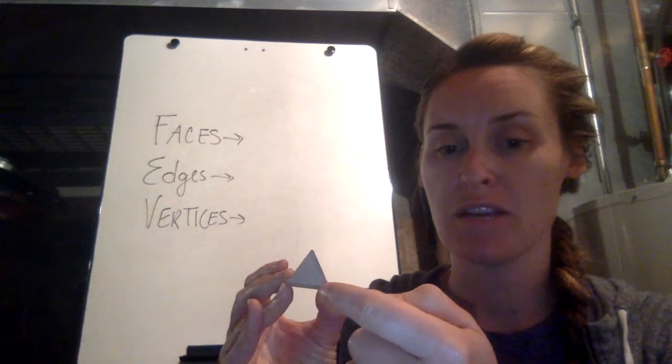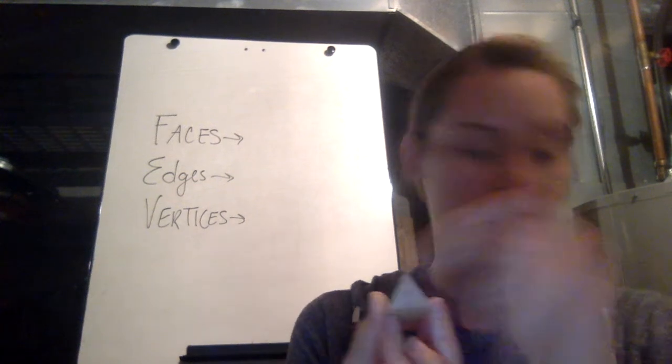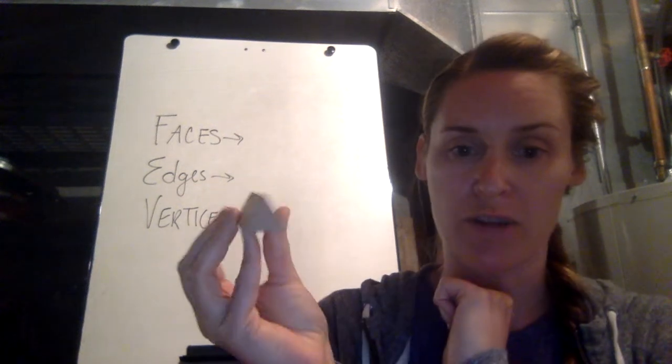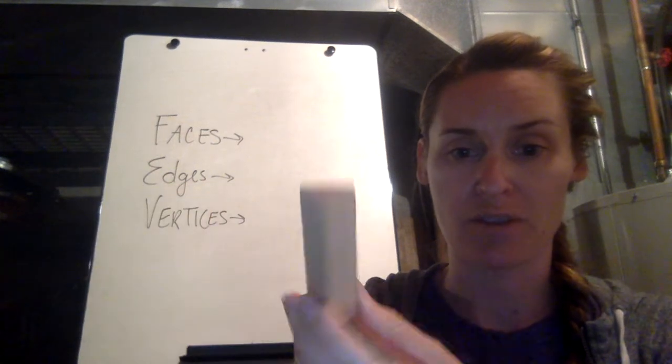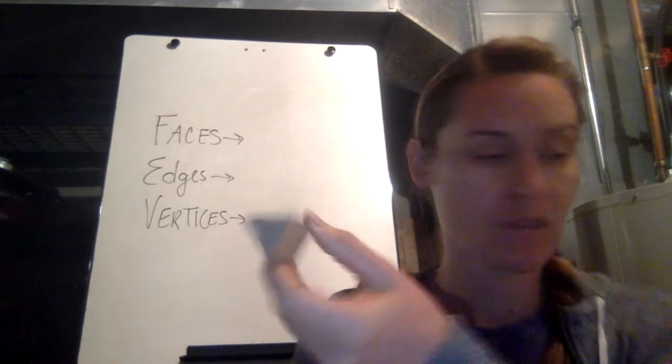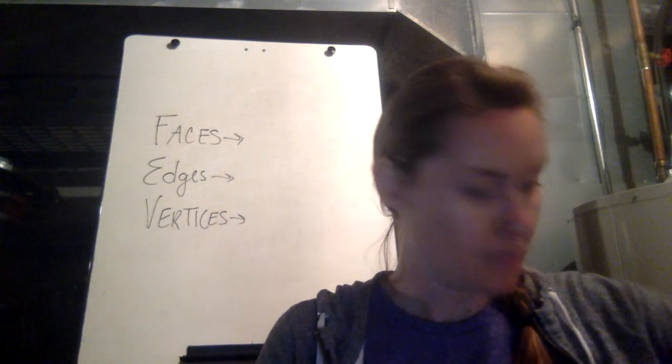1, 2, 3, and then on the back, 4, 5, 6. So 6 vertices for a triangular prism. This is not normally a shape you'd probably be able to easily find, so I wanted to make sure I had something to show you. Okay? All right, next one.